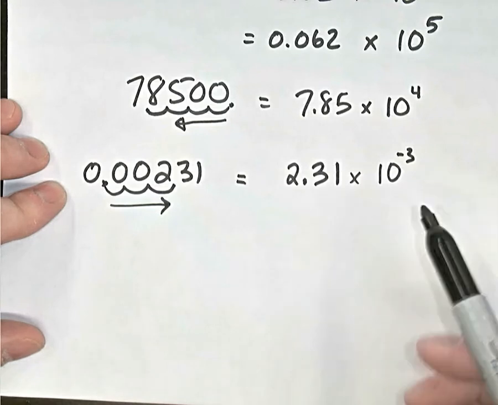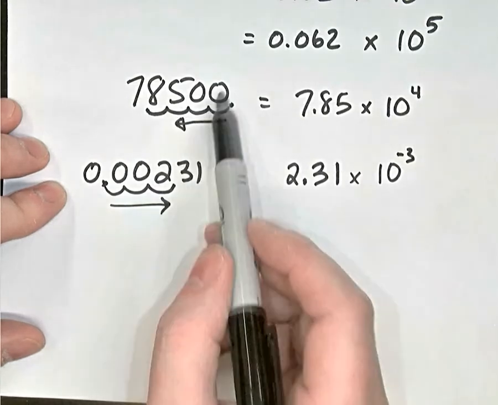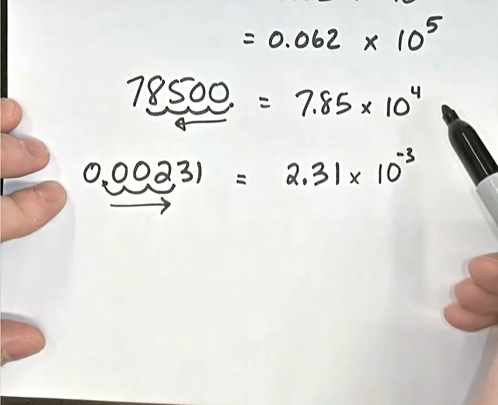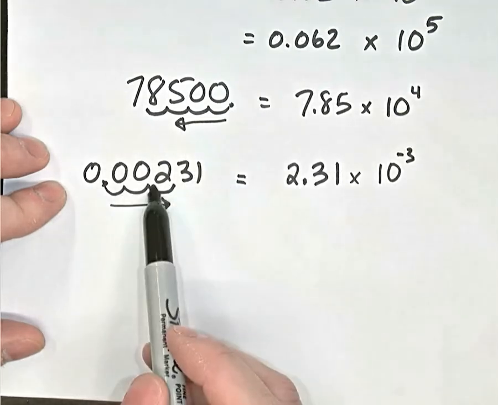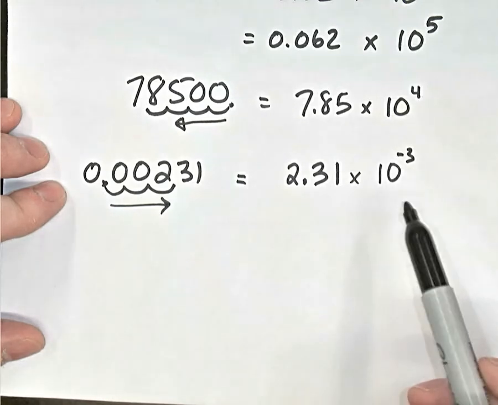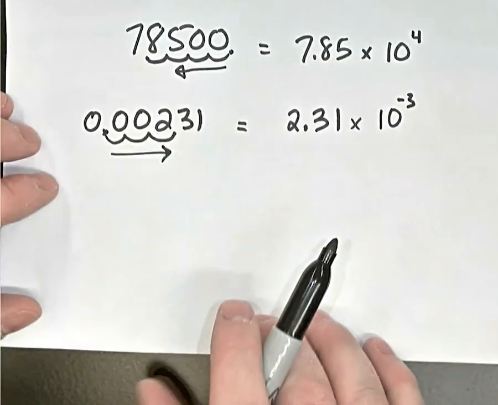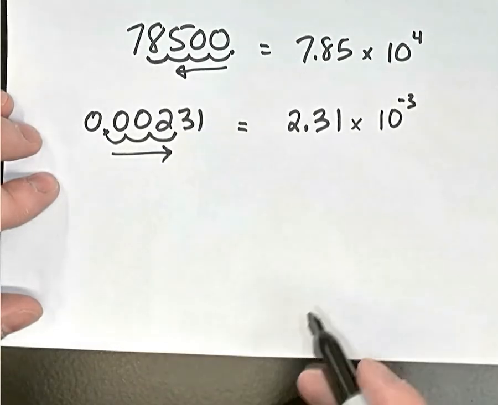Personally, I prefer the understanding that when this number was big, the exponent, the power of 10, will be positive. When the number is small, the power of 10 will be negative. To me, that's a bit of a better way of understanding it. Let's do one more example. Well, actually, why don't we go backwards?